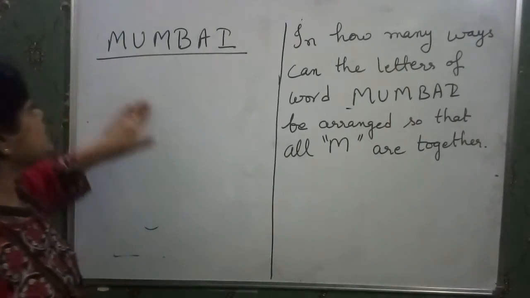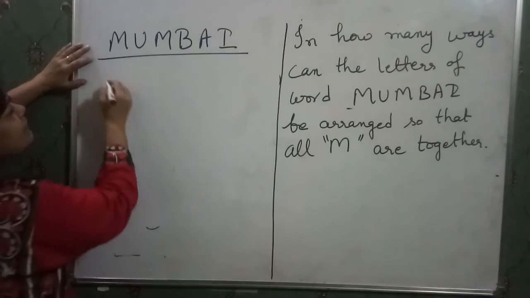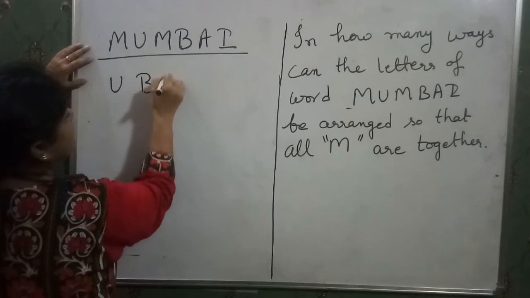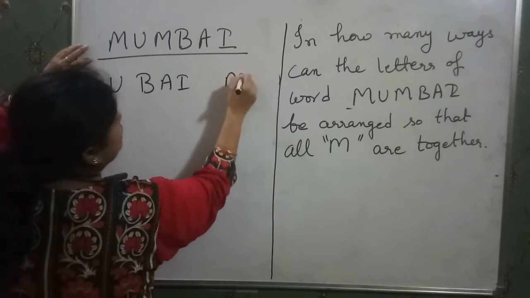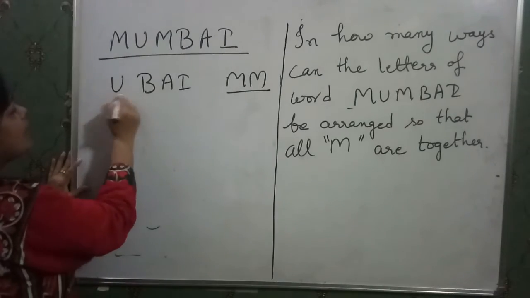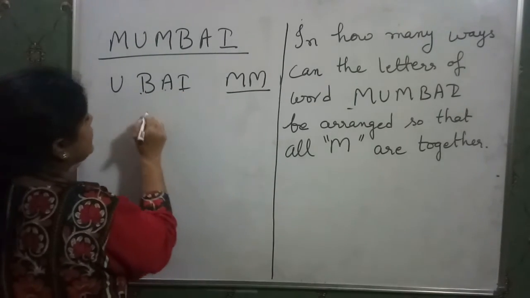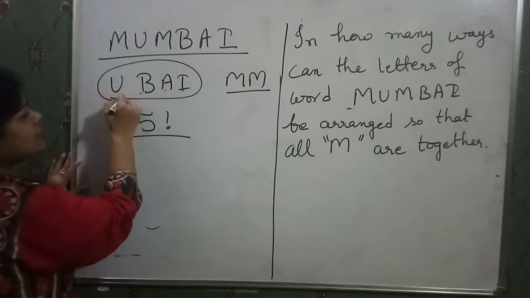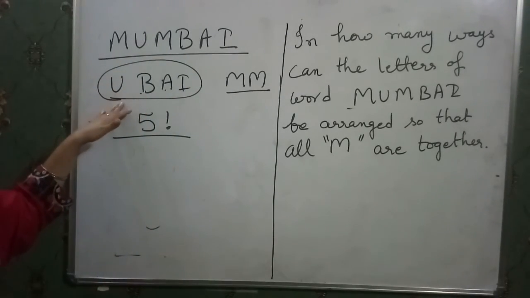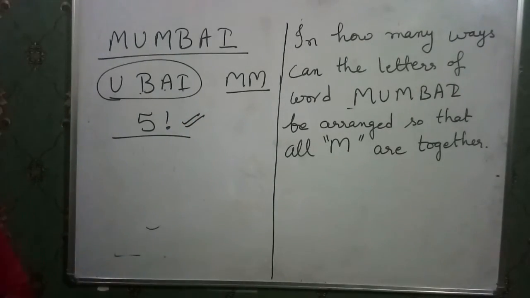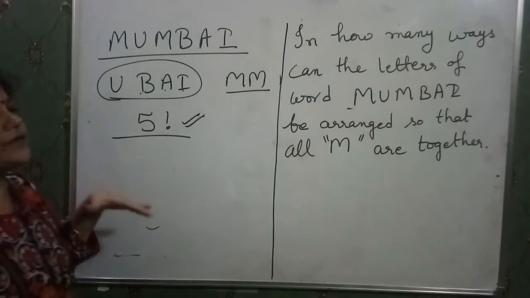Okay, now come to the question. Now here we have, just to make the grouping, U, B, A, I and the group of M separately. Now count them: 1, 2, 3, 4 and 5. So factorial 5 is here, but we saw that there is no letter which is repeated. So our answer is just factorial 5. So this is the only difference.